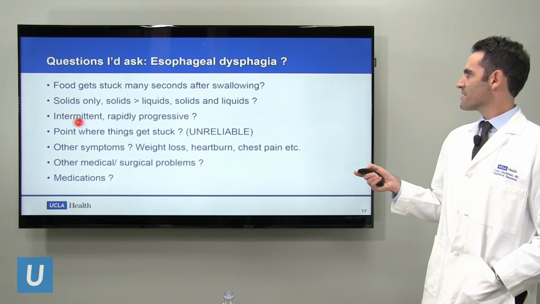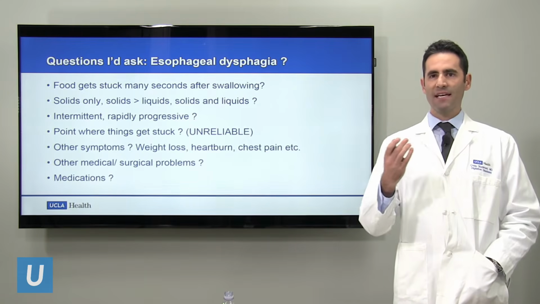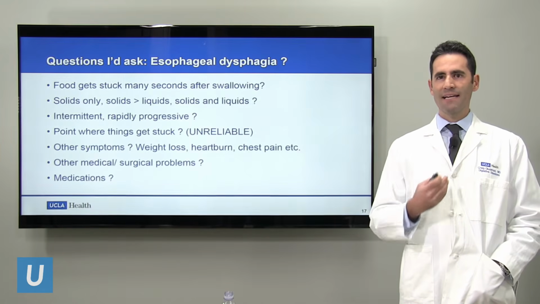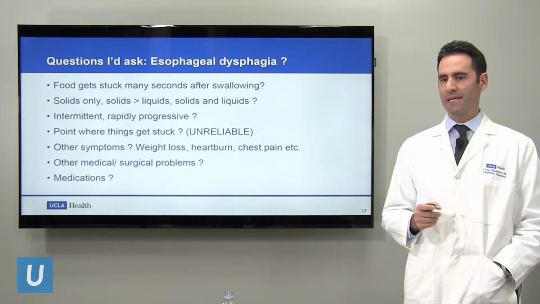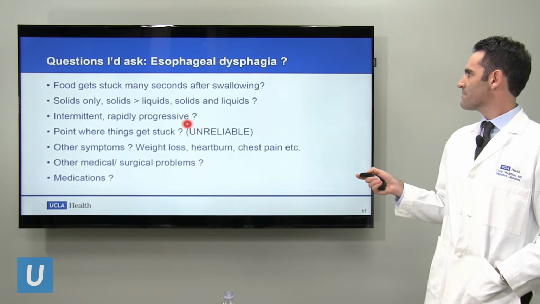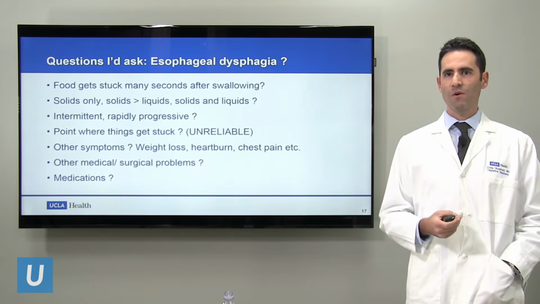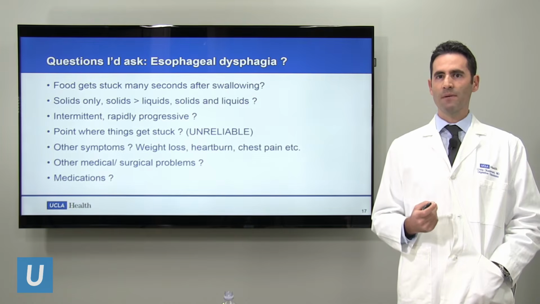I'd like to know, are the symptoms intermittent? And by intermittent, I mean maybe they can eat breakfast today and food goes down, no problem. They have lunch a little bit later and something gets stuck. So the symptom is kind of coming and going. That's important for me to know. Is the symptom of dysphagia rapidly progressive? And by that I mean 3 weeks ago they could swallow perfectly, and now today they've got issues. So whatever's going on seems to be progressing rapidly.